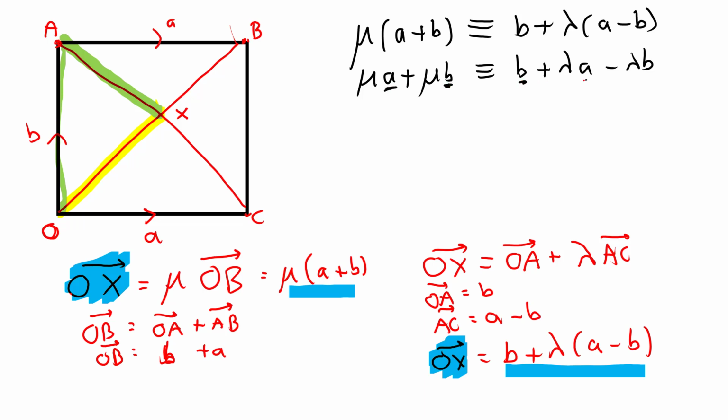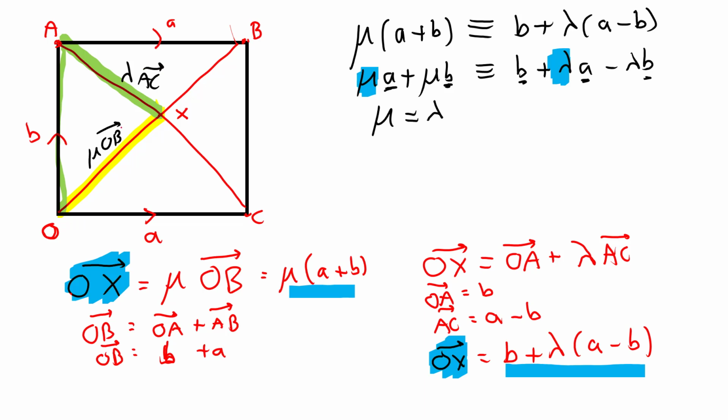And because we know these things are equal to each other, the left-hand side and the right-hand side, the coefficients of A and B have to be the same. So if we look at A, we have that this coefficient here has to be the same as this coefficient here, because those are the only A's on either side. So we have our first fact. Mu has to be equal to lambda, which is good. Because remember, we have that OX is some amount of OB, and AX is some amount of AC. And we've shown straight away that they're the same, that lambda is mu.